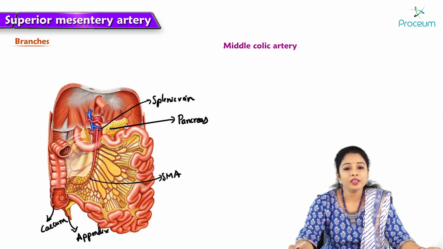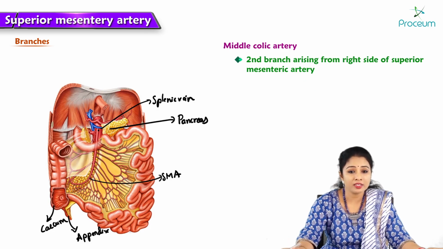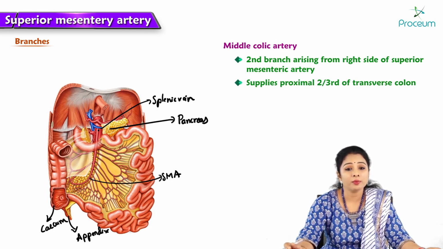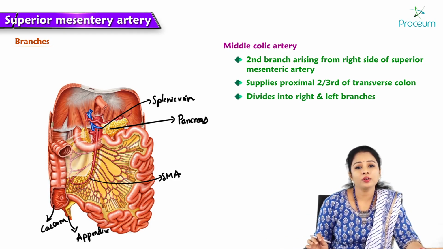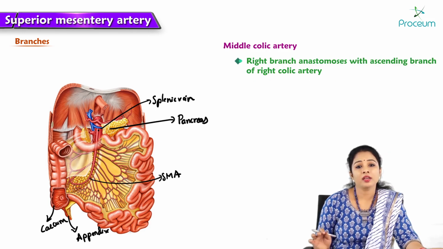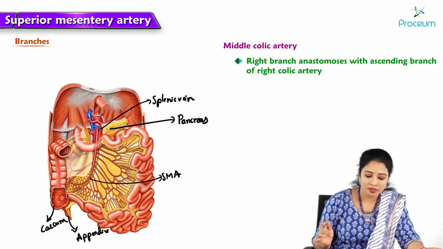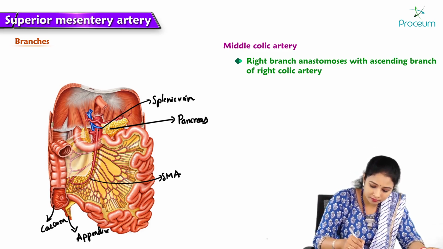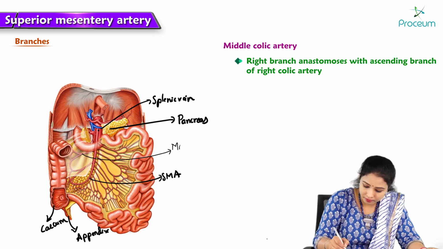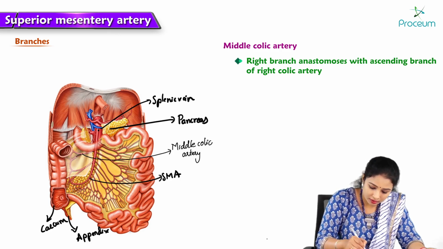Middle colic artery. Middle colic artery is the second branch arising from the right side of the superior mesenteric artery and supplies the proximal two-thirds of the transverse colon. Middle colic artery divides into right and left branches. The right branch anastomoses with the ascending branch of the right colic artery. So, this is the right and left branches.